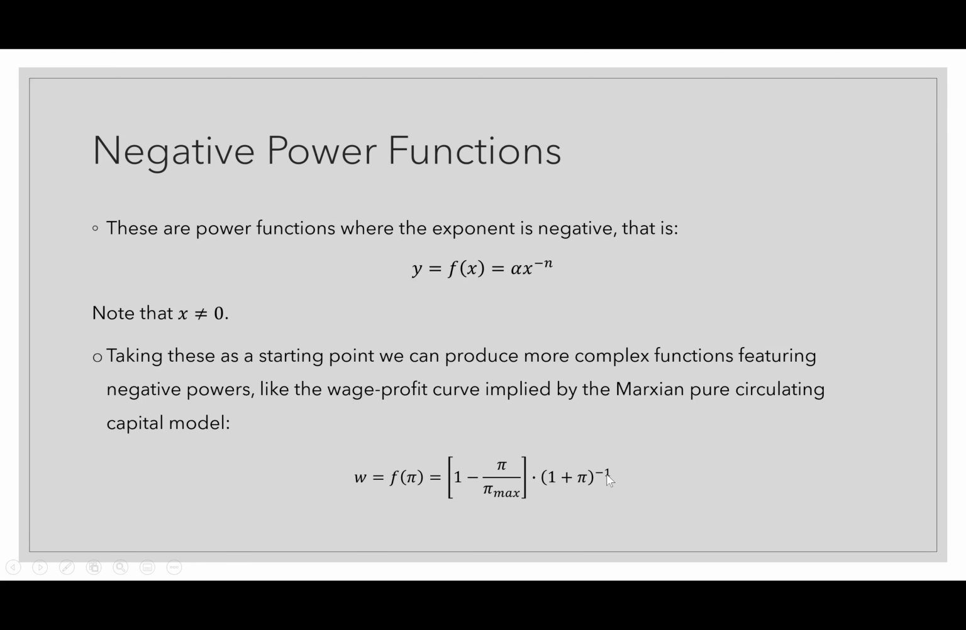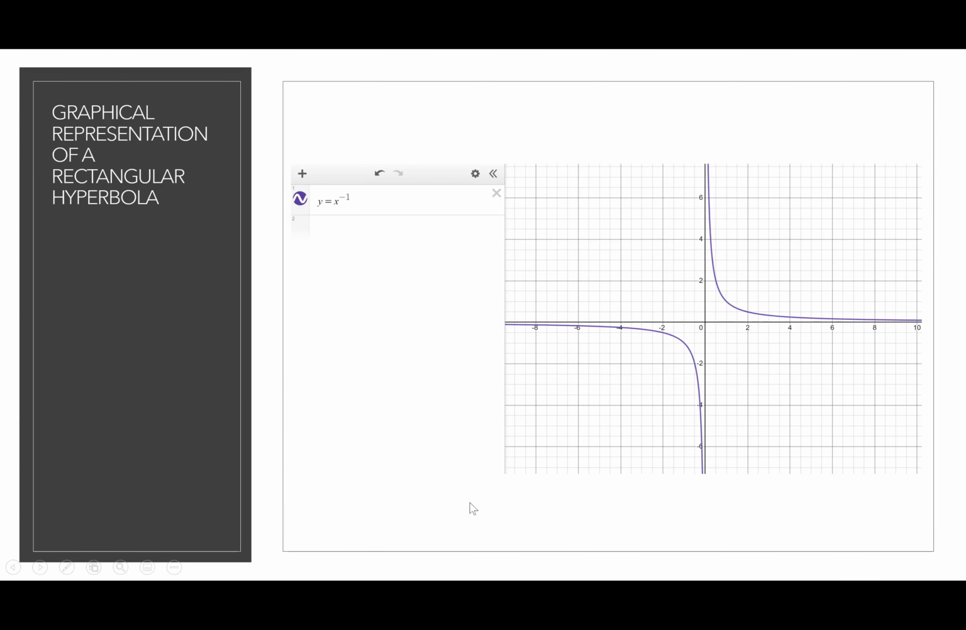In this case, we have this odd exponent that is minus 1, okay? So, let's look formally at how the canonical example of a rectangular hyperbola looks. The rectangular hyperbola is just a power function with the exponent being minus 1, and this is the general graphical form of this function. It is a hyperbola, and it is a rectangular hyperbola.